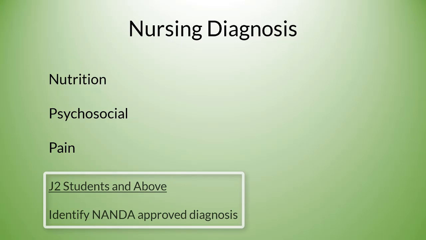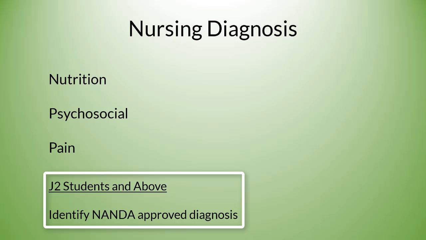For J2 students and above, or for students who prefer to start with the nursing diagnosis instead of the data, you need to identify NANDA-approved nursing diagnoses that correspond with your patient and the information you have available. For this section, you can use your nursing diagnosis handbook. Your level determines the minimum requirements for nursing diagnoses. Please review the concept map guidelines to determine the minimum number of nursing diagnoses you must include.